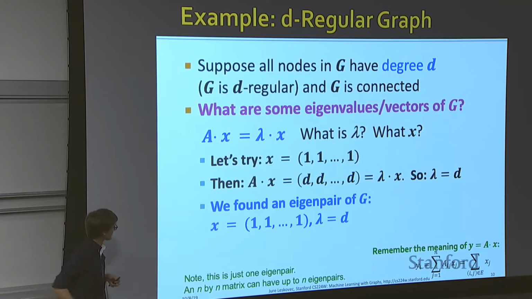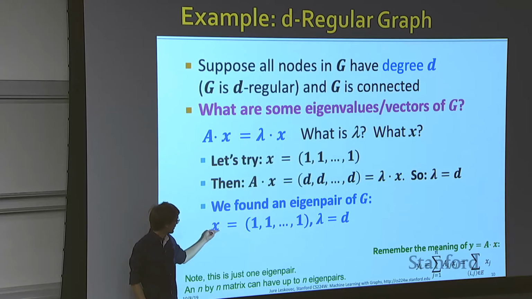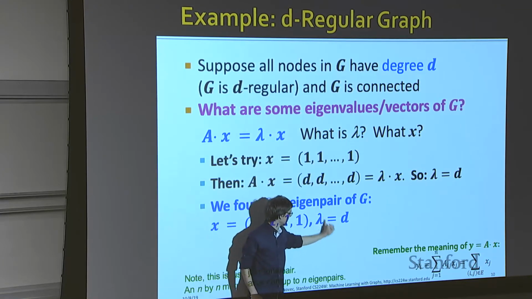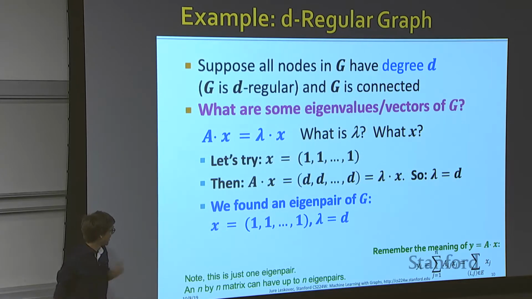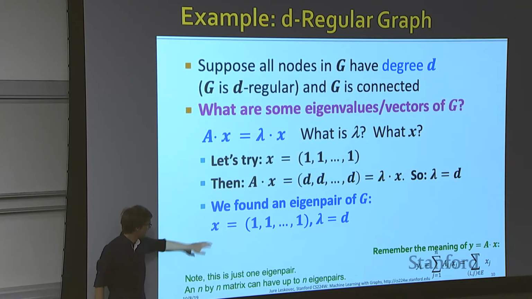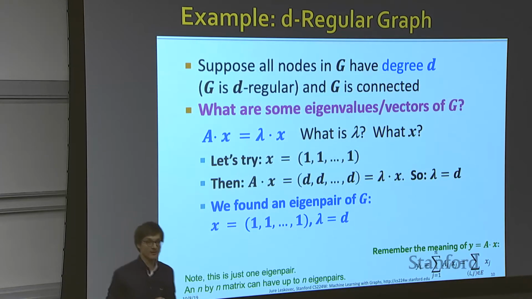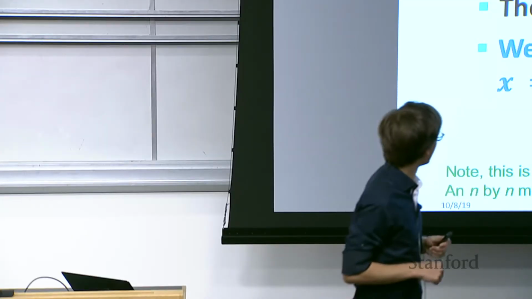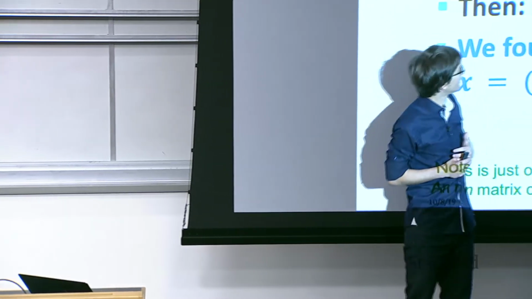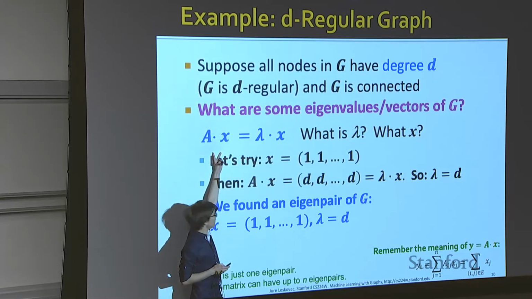So what we just concluded is that we found an eigenvector-eigenvalue pair. The vector has all values 1, and the corresponding eigenvalue equals d. And note that this is just one eigenvector-eigenvalue pair, and there might be others. Yes? A dot x is the row of these. So should I explain what A times x is? Yeah, could you re-explain that? Why A dot x gives you that, in the previous step?